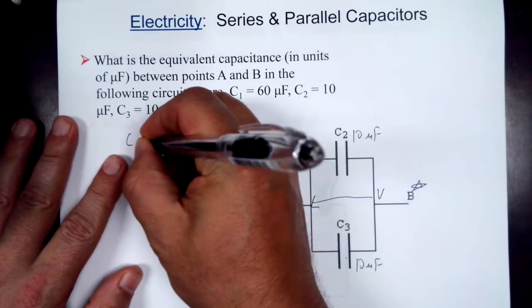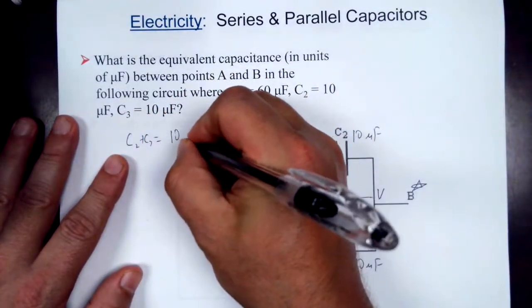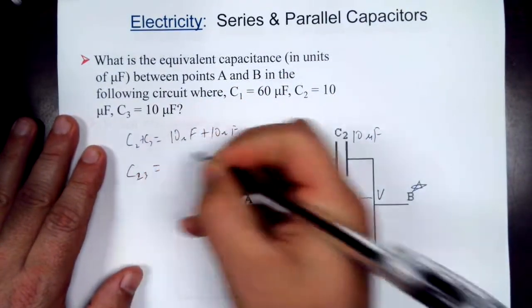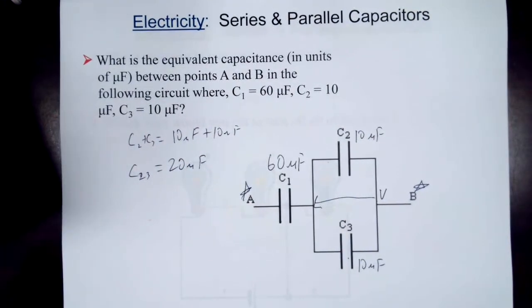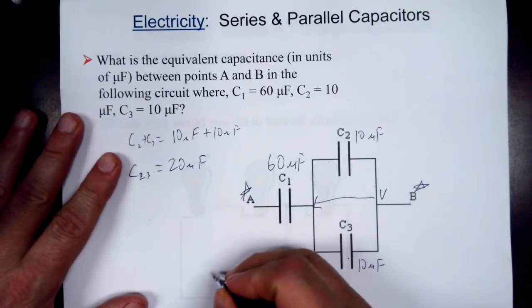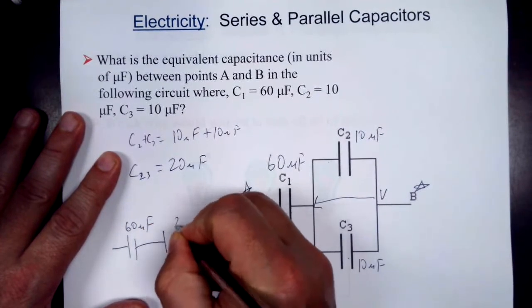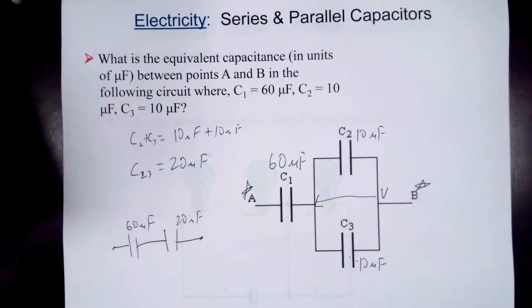So C2 plus C3 is equal to 10 microfarads plus 10 microfarads. So C23 is equal to 20 microfarads, right? They're in parallel, so this is capacitance, and we just add them together. That means we can rewrite this as 60 microfarads and 20 microfarads, an equivalent circuit to the one we just did. Now we've got two capacitors in series, 60 microfarads and 20 microfarads, so now we can solve for this.